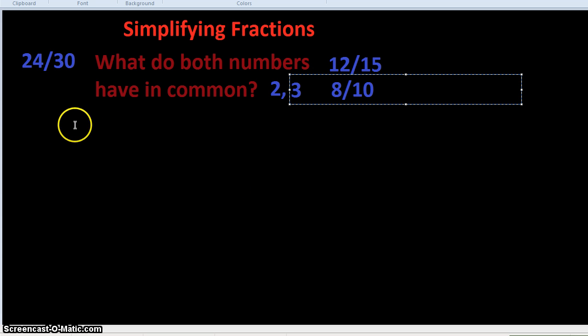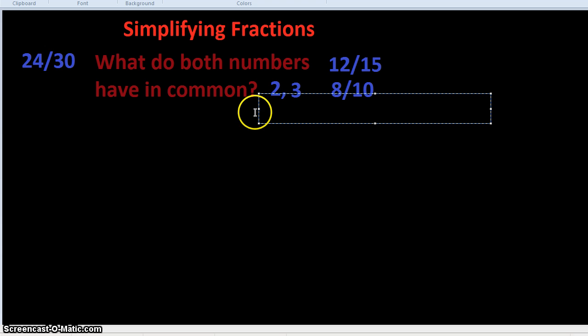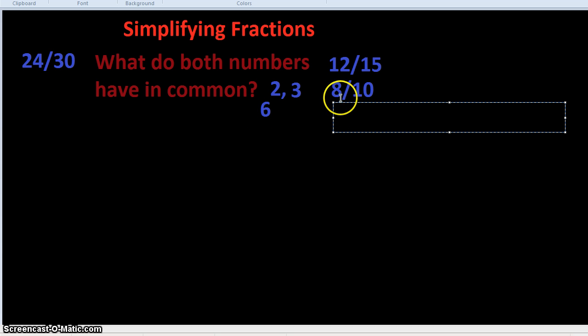Now I can see another number they have in common. I think 6 goes into 24 and goes into 30. So let's add that to the list of numbers that they both have in common. Now if we divide 24 by 6, we get, let's see, 4. And then we divide 30 by 6, we get 5.